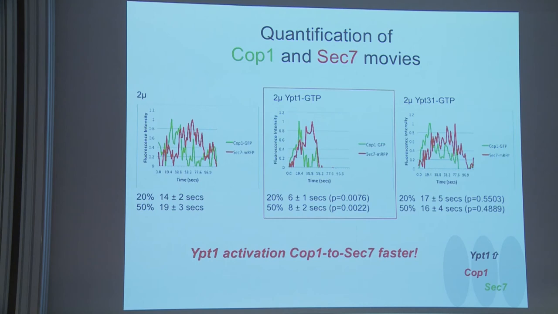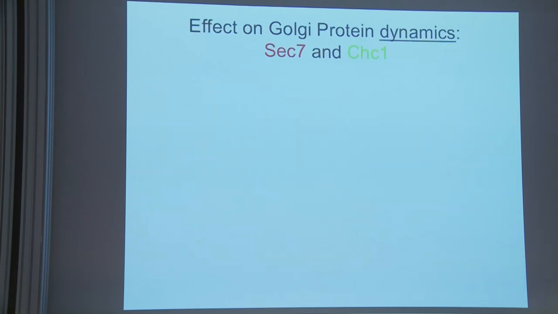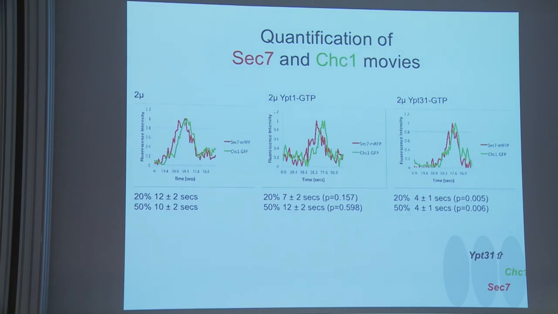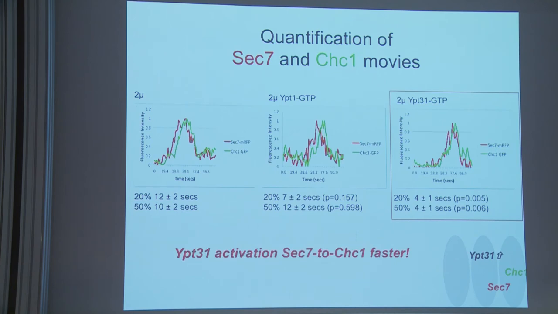So this is our regulation of whatever was in the field, cup 1 to 6-7, but then we also looked at what happens to 6-7 to CHC1. We did the same experiment. We look at the dynamics, and then we do the chymographs and the quantification. And now what happens is that YPT1 does not affect it, but YPT31 makes it go faster from 10, 12 seconds to 4 seconds. So the effect is two or threefold, okay, which is significant. So YPT1 activation now makes the 6-7 go to CHC1 faster.